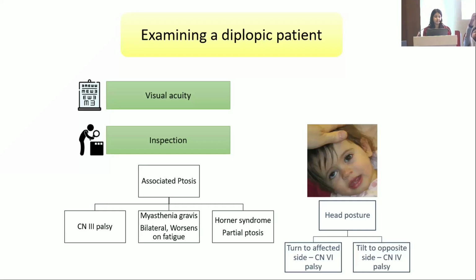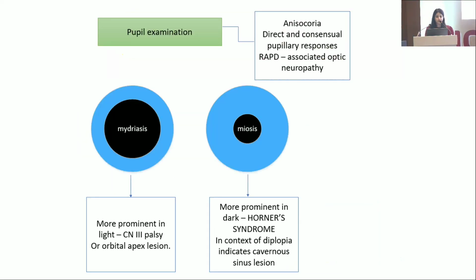That is the corrective head posture the patient adopts to minimize the diplopia. Face turn to the affected side is seen in sixth nerve palsy, whereas associated ptosis can be seen in third nerve palsy, myasthenia gravis or Horner syndrome. So pupillary examination is important. We should look for anisocoria. Mydriasis, more prominent in light, is seen in third nerve palsy, whereas miosis, more prominent in dark, is seen in Horner syndrome. In the context of diplopia, it signifies cavernous sinus lesion.